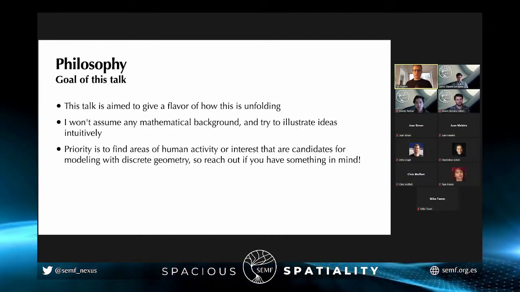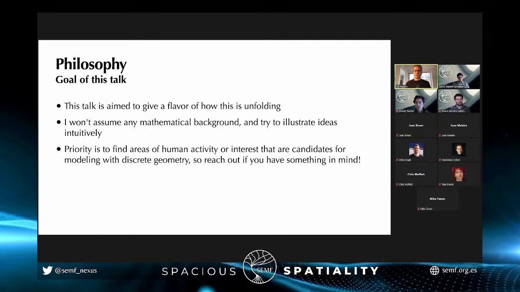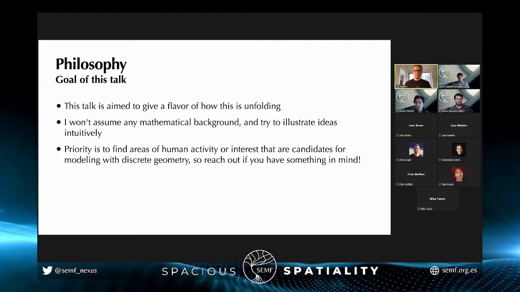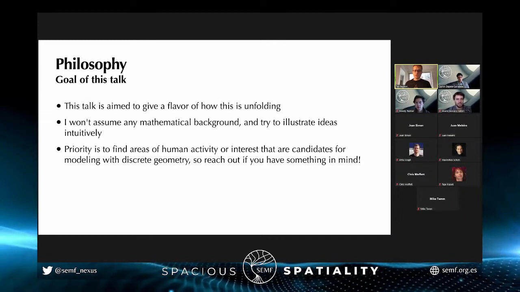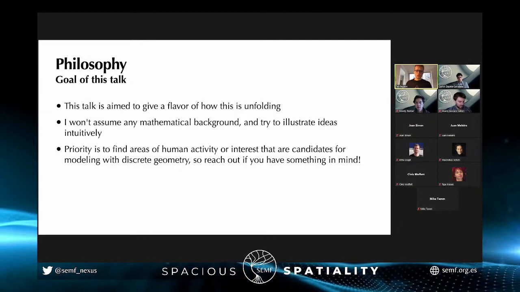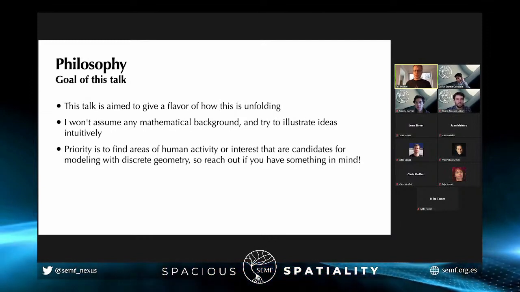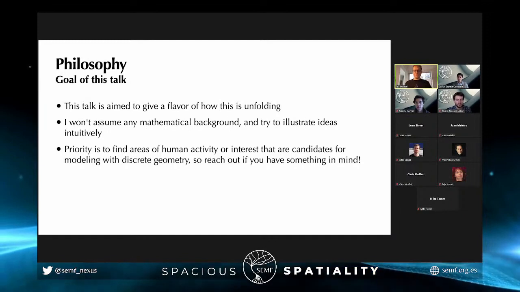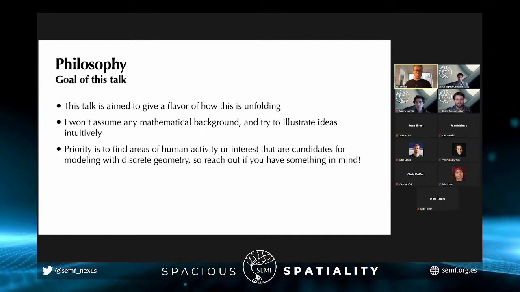My other priority is that as an interdisciplinary conference, this is a very valuable opportunity to find the places where discrete geometries may be lurking in areas of human activity that haven't really been pinned down yet. I really do believe this is true, that there's a wealth of phenomena out there that discrete geometry has something to say about, and we just haven't recognized it. So that's for you, the audience, to pick up on and maybe collaborate with me in developing.